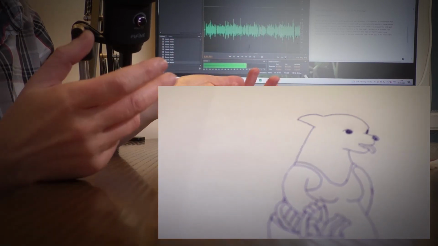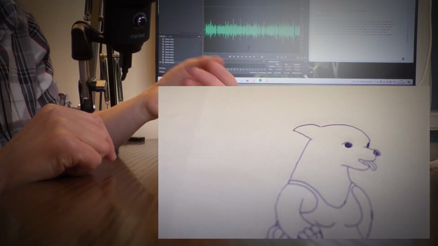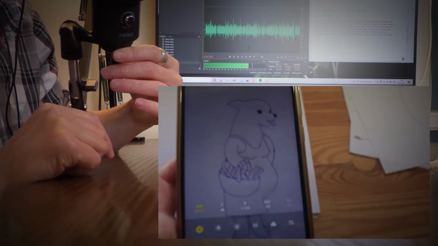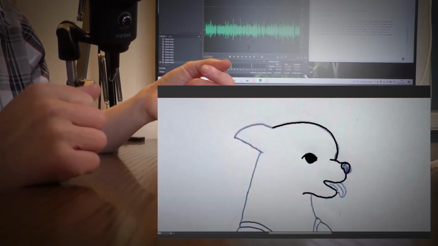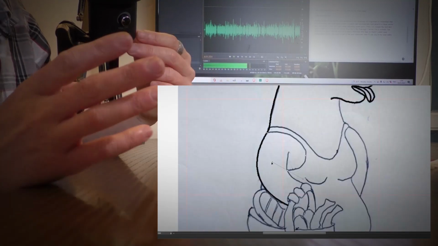So this is what I came up with. What do you think, guys? Well, I like it. I'm going to take a photo of it and import it into Illustrator and develop it some more. Now, remember, this is very important.